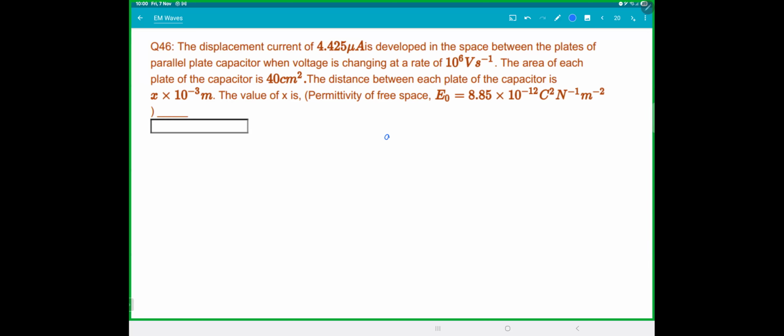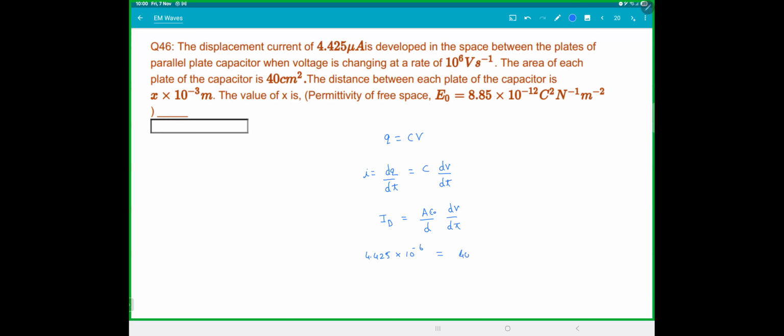So what is charge? Q is equal to CV. What is I? dq by dt. Capacitance is constant, which is C dV by dt. This becomes I displacement. Capacitance is A epsilon by D. This is d voltage by dt. You know everything here. This is 4.425 into 10 power minus 6.